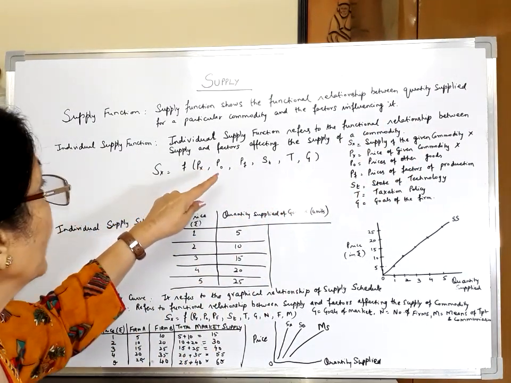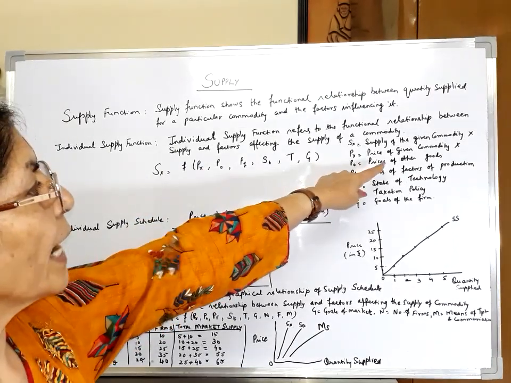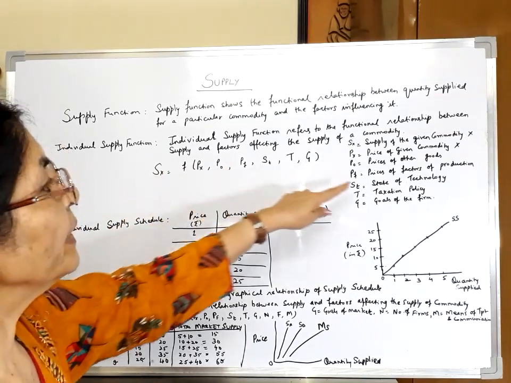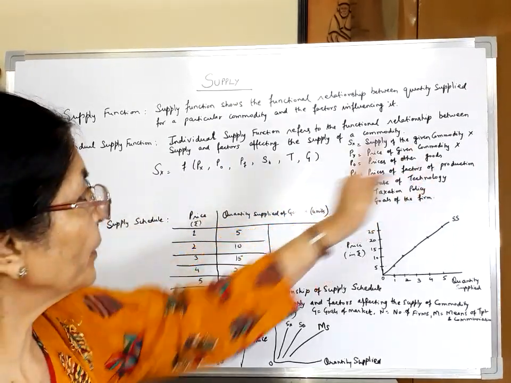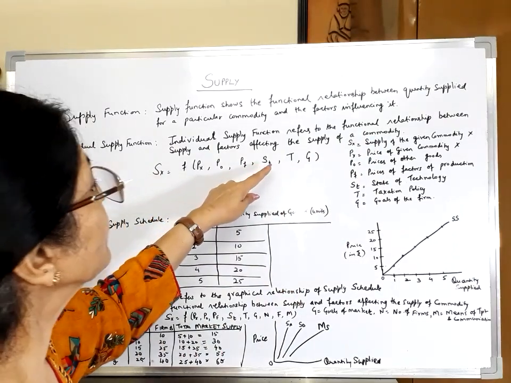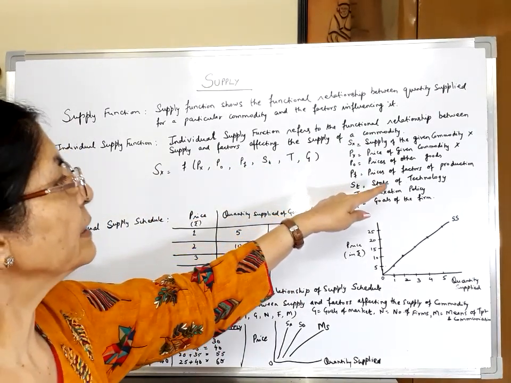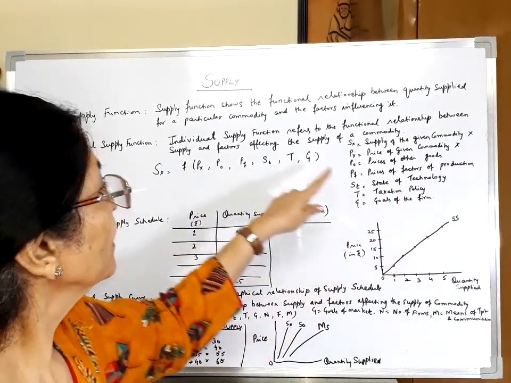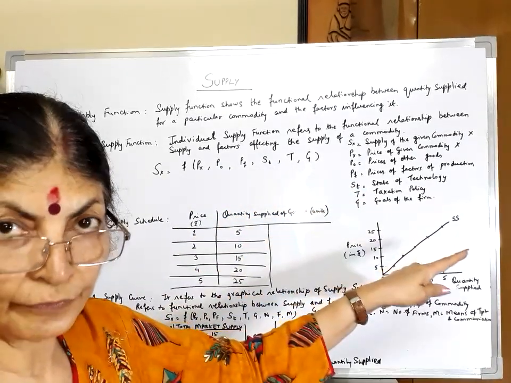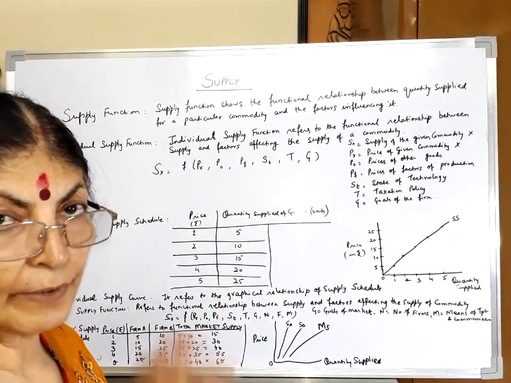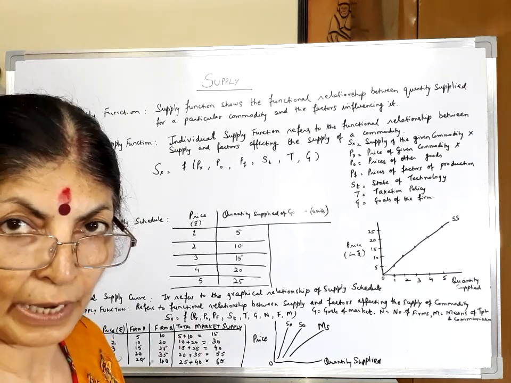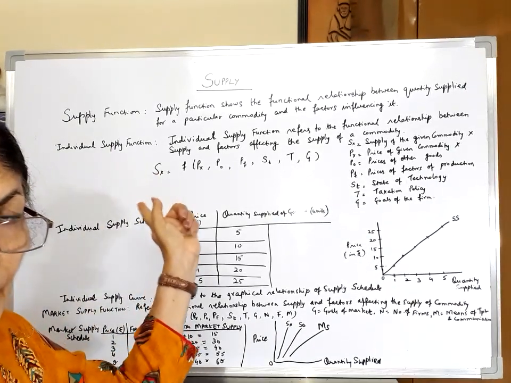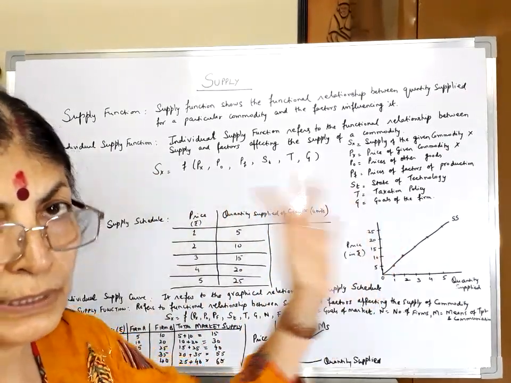Commodity is X. Then PO. PO stands for prices of other goods. Then PF. PF stands for prices of factors of production. Then ST. ST stands for state of technology. Then T stands for taxes. Then G, goals of the firm. So these are the various factors on which the supply of any commodity depends. So supply function basically means that supply is dependent upon all these factors.